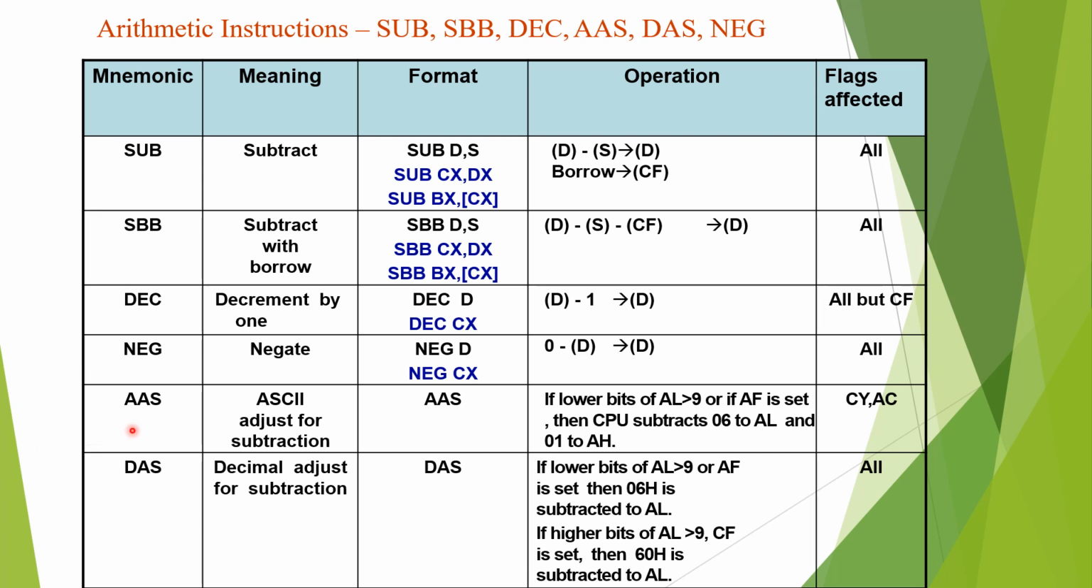Then AAS, that is ASCII adjust for subtraction. Same concept: if the value is greater than 9 for any given hexadecimal number, you have to subtract 6 from that and store it to the AL. And decimal adjust for subtraction: whenever the value is greater than 9, you have to subtract 6 from that, and AH is decremented by 1. Upon executing this instruction, all of the flags get affected.